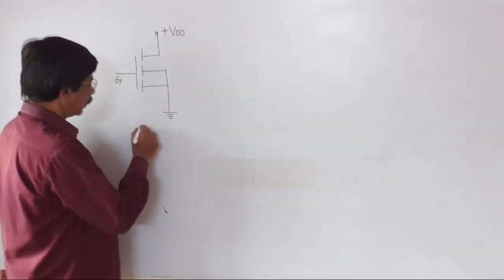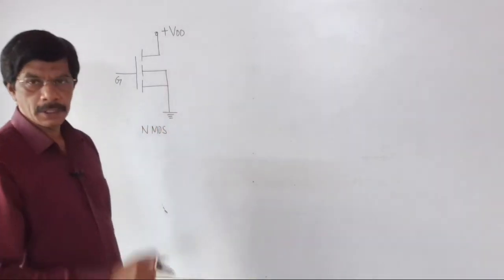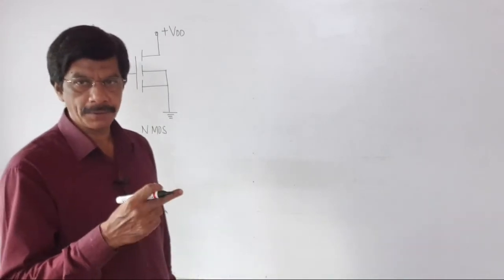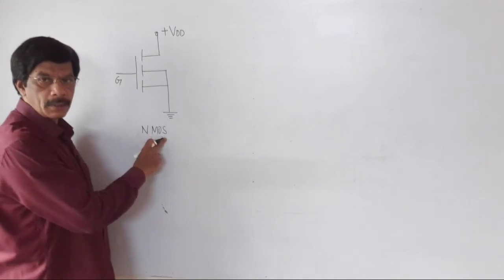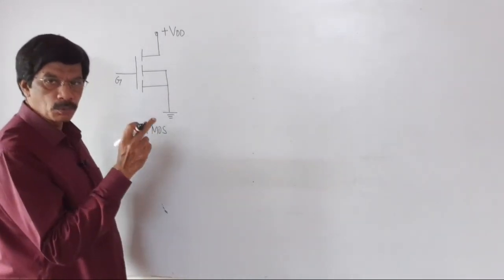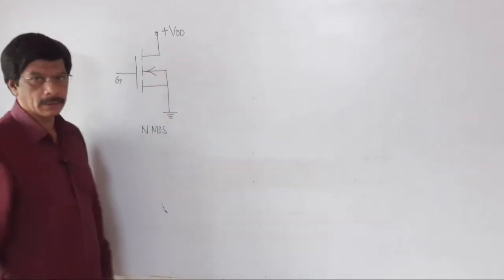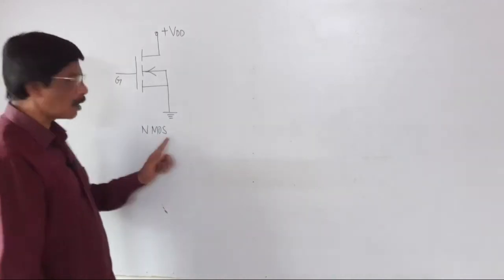This is the NMOS transistor, N-channel metal oxide semiconductor field effect transistor. In the case of the NMOS transistor, the arrow is moving towards the gate terminal. This is the circuit symbol for the NMOS transistor.